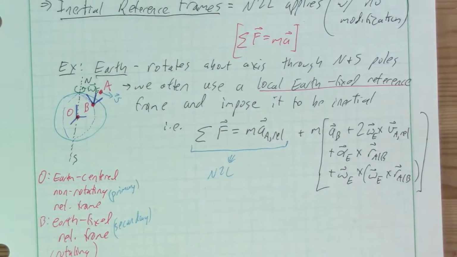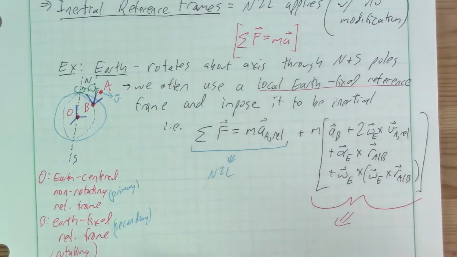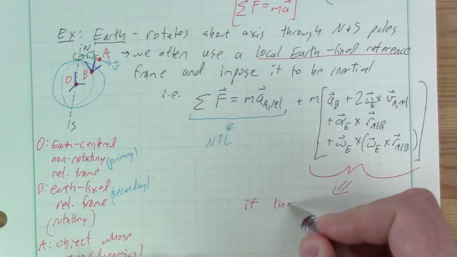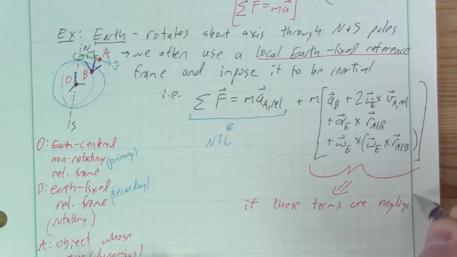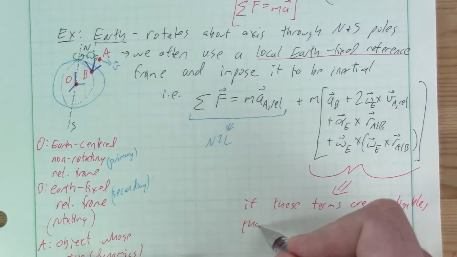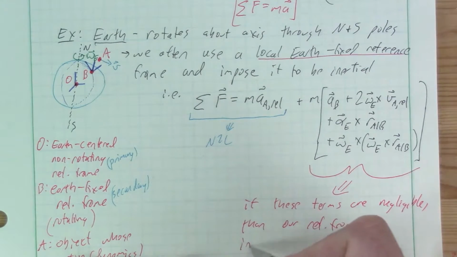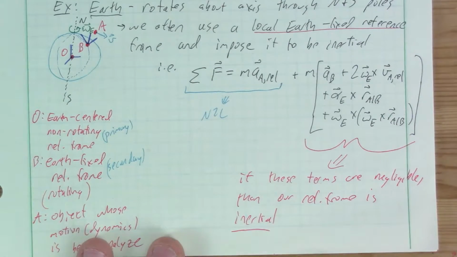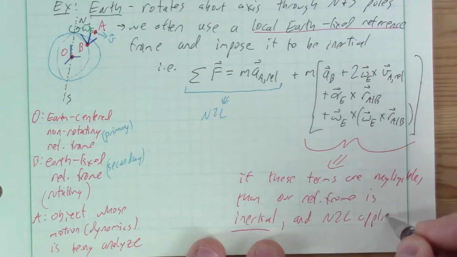Okay, so now the analysis that we do end up doing for a lot of our engineering problems assumes basically that all of these terms are negligible. So if these terms are negligible, and we can convince ourselves of that, then our reference frame is inertial. And that's kind of a definition of the inertial reference frame, right? And Newton's second law applies directly.